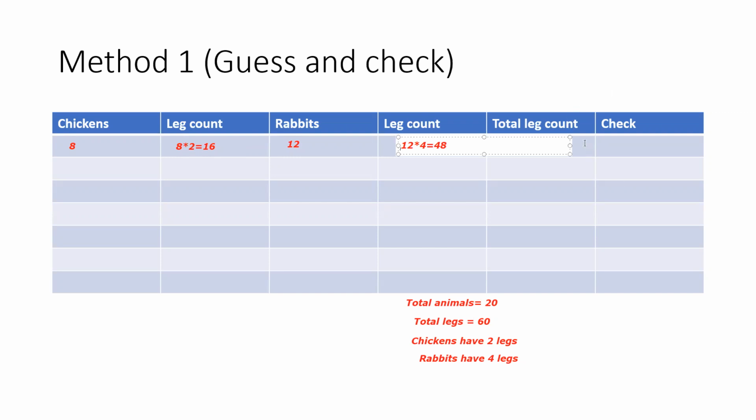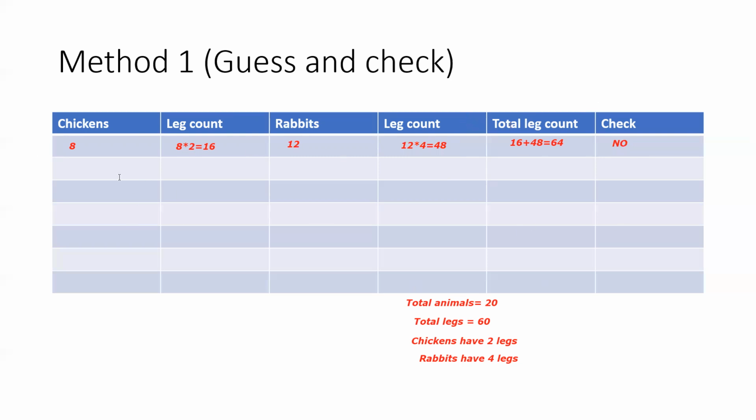So the total leg count will be 16 plus 48, giving us the number 64. Check basically means seeing if it equals the actual answer. Well, no. But it's quite close, isn't it? 64 and 60 is quite close. So we need fewer rabbits, as this is a bit more.